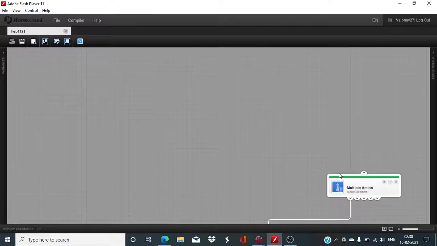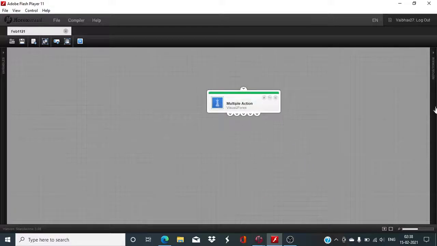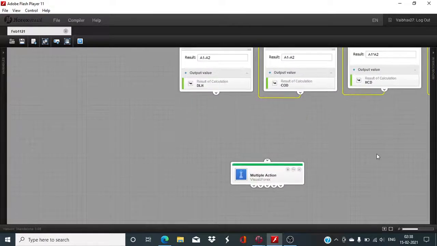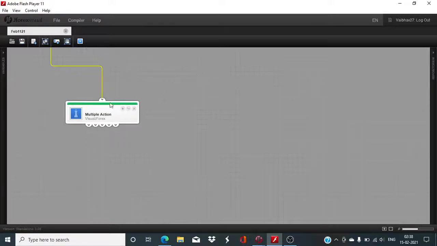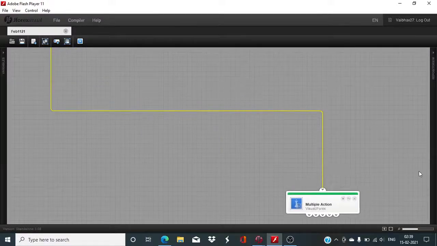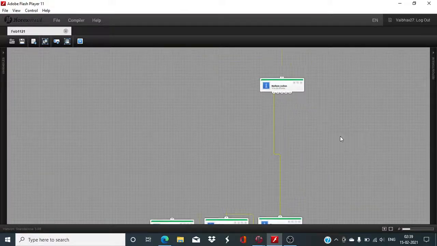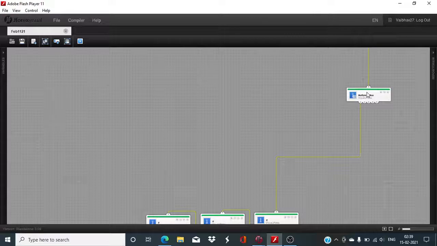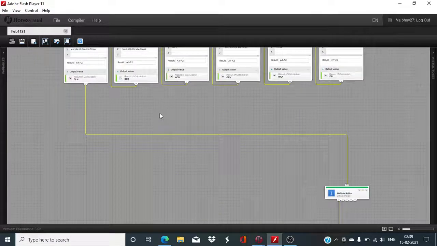Now I need to get the trade flow going. For that I need to join it here, and we will now need to get a couple of if-else blocks.